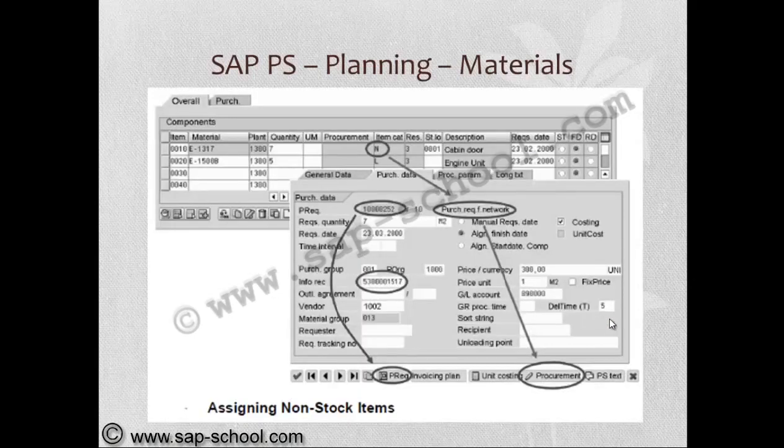So whenever we assign a non-stockable item to a network activity, the activity details will have the purchase requisition number and the procurement indicator, in this case purchase requisition for network, and info record number, and purchase organization, and some other details can be seen in the information tab.